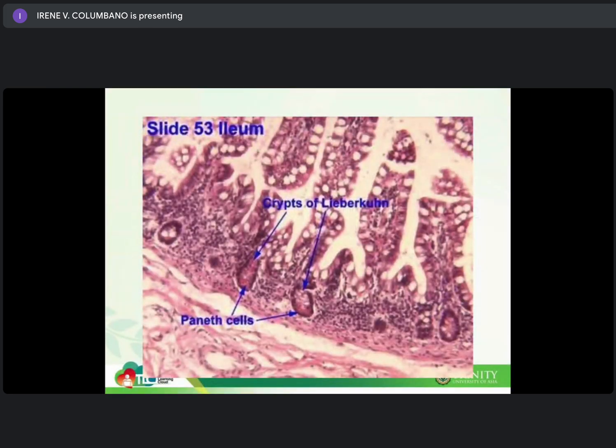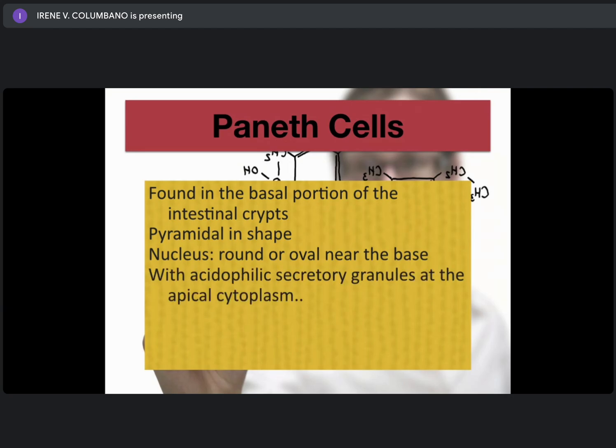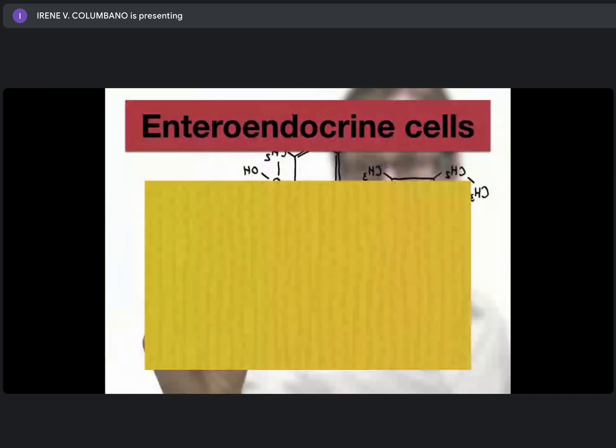So, ileum with Paneth cells again. Ano ba itong Paneth cells? Found in the basal portion of the intestinal crypts. They are pyramidal in shape. Their nucleus are round or oval with acidophilic secretory granules at the apical cytoplasm. Paneth cells, so for immunity.